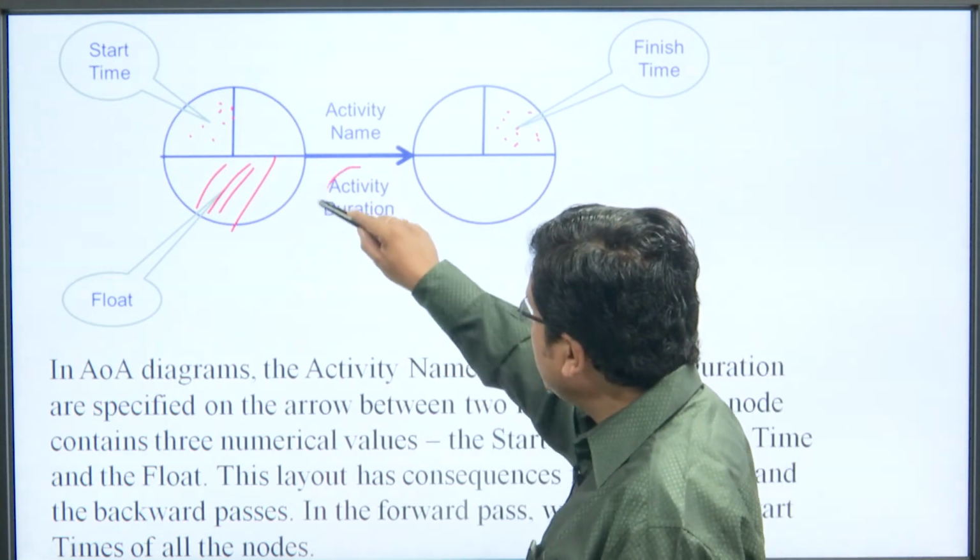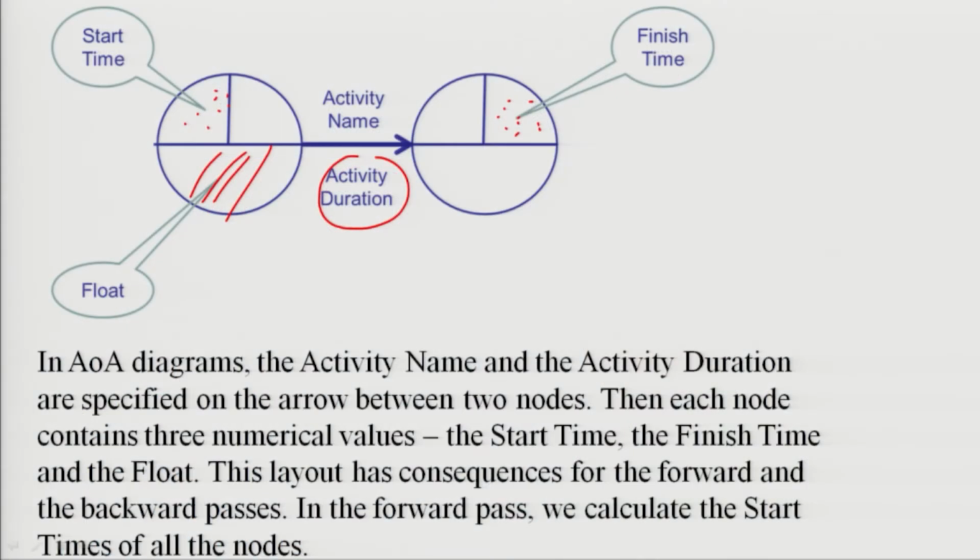On this arrow we add the activity duration, like 6 or 9 or 10, whatever the duration. The activity name can be given as a name, or denoted by A or B or C, whatever you want. So, these are the nodes and these are the arrows. The nodes give the starting time and finish time with floating time. In an AOA diagram, the activity name and the activity duration are specified on the arrow between nodes.